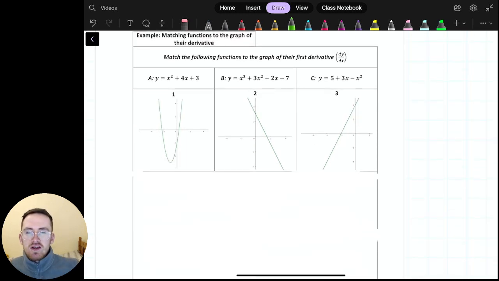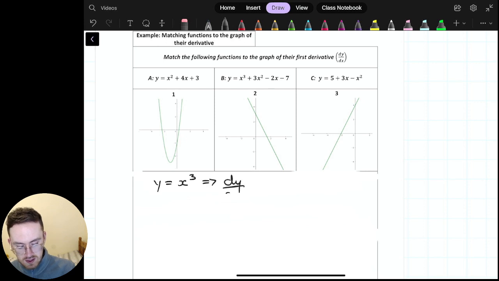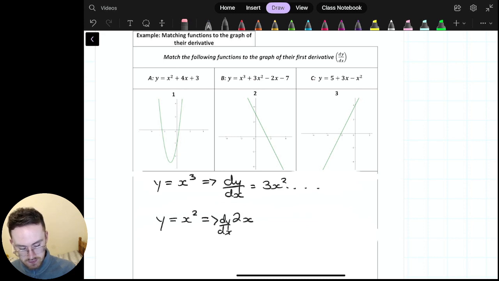Looking at a question like this one here, matching the following functions to their first derivative, we have a, b, and c. We can see that one of the functions is a cubic function and the other two are quadratic functions. From what we said earlier, a cubic function, when differentiated, will give me a quadratic function, whereas a linear or a quadratic function will give me a linear function when I differentiate it. So if I write that out in words, cubic goes to quadratic and quadratic goes to linear.